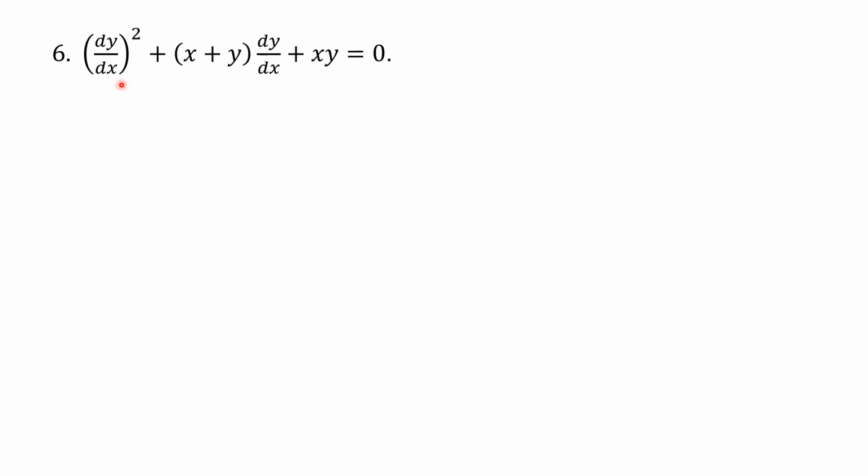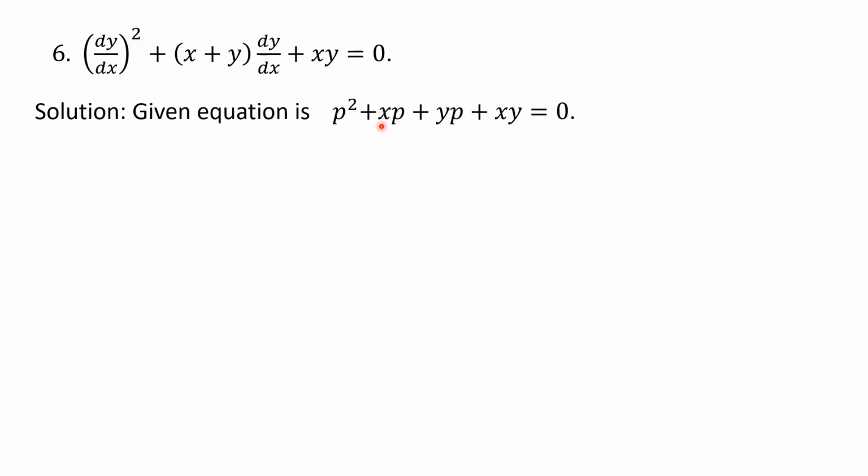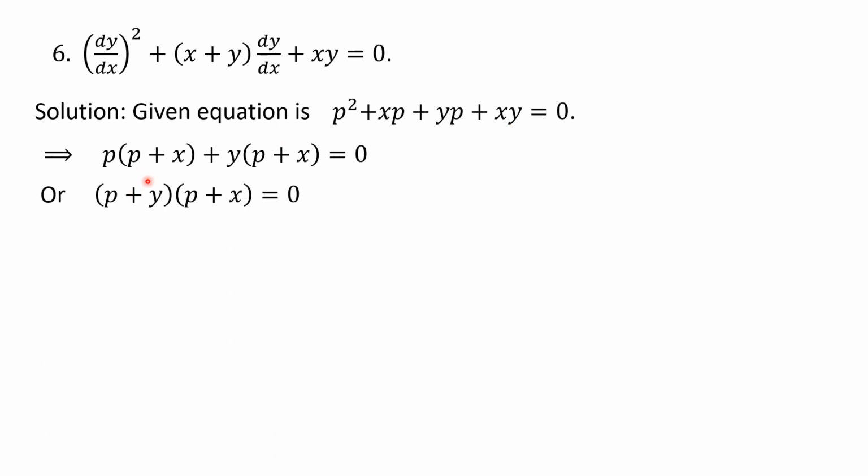So (dy by dx) the whole square plus (x plus y) dy by dx plus xy equal to 0. Right, in terms of p, the given equation is now p square plus xp plus yp plus xy equal to 0. Let us factorize. So p into (p plus x), here y into (p plus x) equal to 0. So that means the factors are (p plus y) into (p plus x) equal to 0. We get two first order first degree differential equations: dy by dx equal to minus y, or dy by dx equal to minus x.